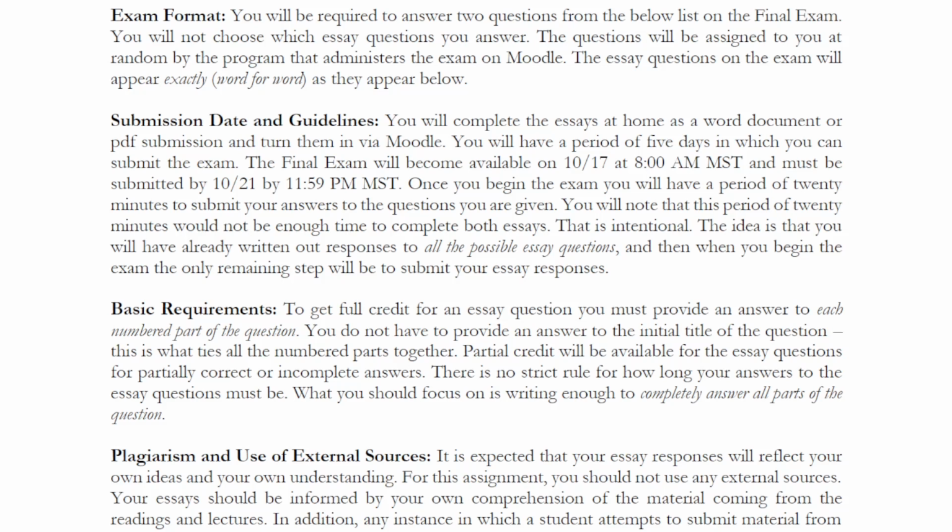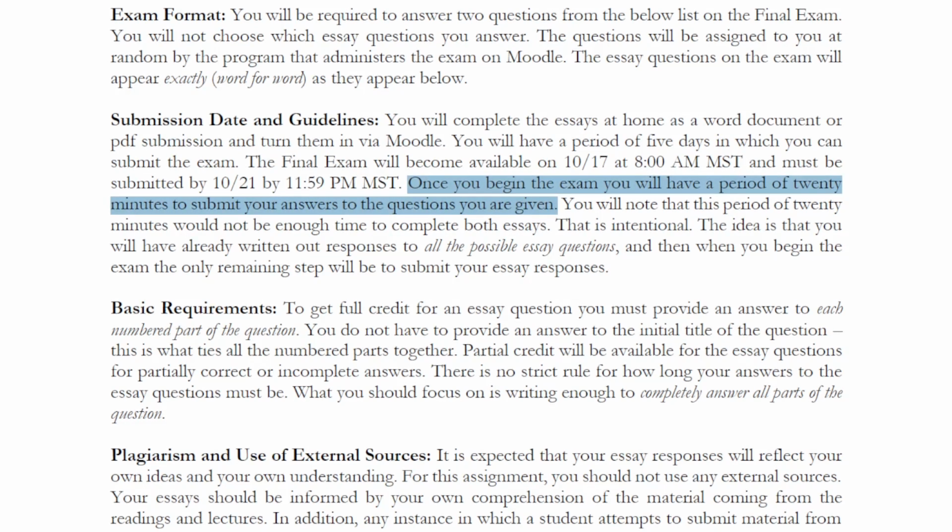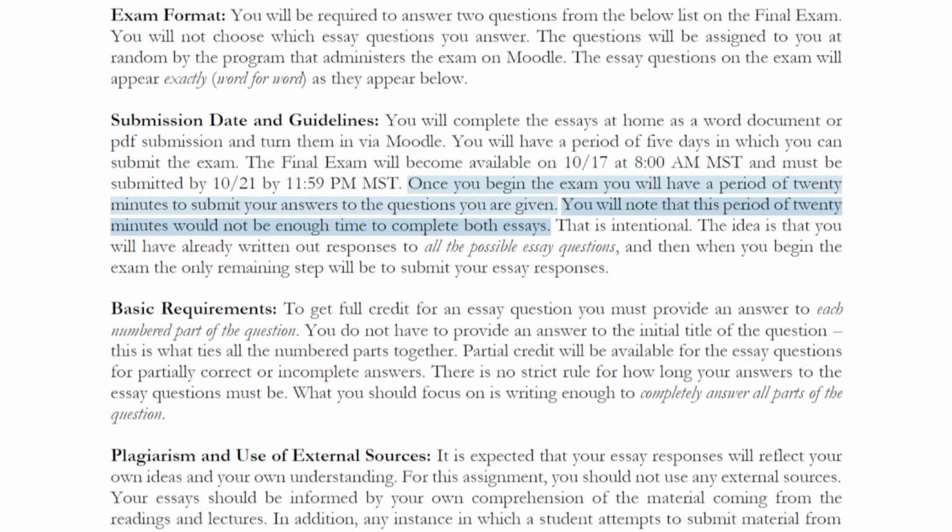In addition to knowing about the study guide and that there is a study guide, there is probably no piece of information about the exam that is more important than what I'm about to tell you. When you open the exam program on Moodle, you will only have 20 minutes to submit your answers to the exam. Now, if you have a look at the study guide, then you will notice that the essay prompts can be rather complex and involved.